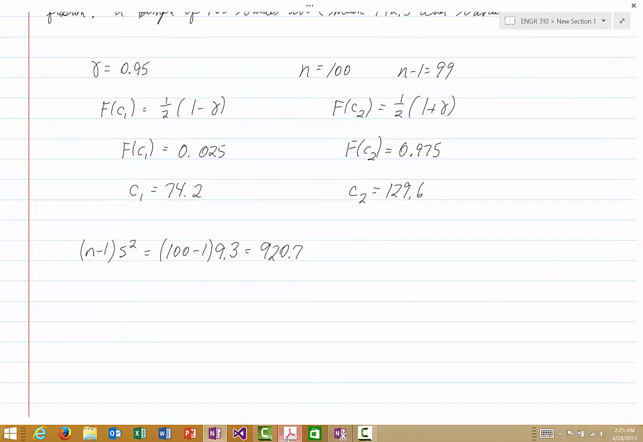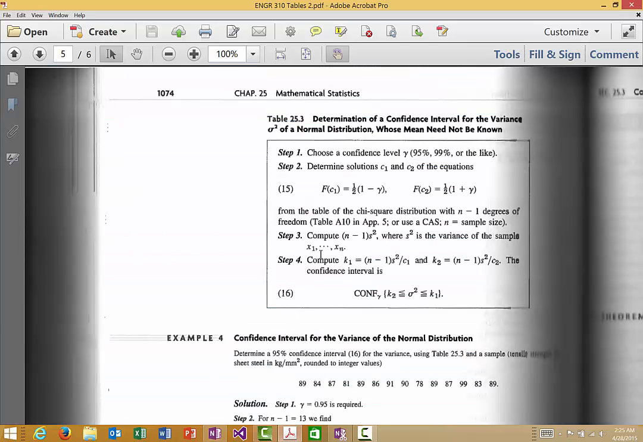And that completes step 3. Now in the final step, we want to compute K1 and K2. K1 will be this n minus 1 times s squared that we just calculated divided by C1, and K2 will be that same quantity divided by C2.